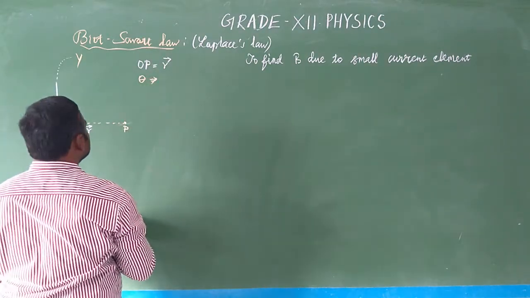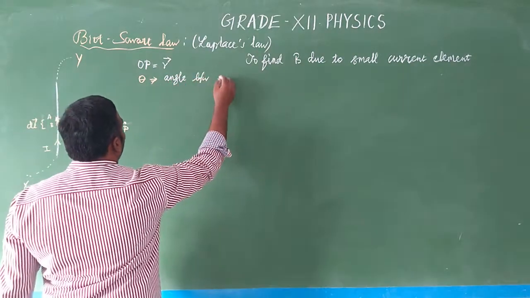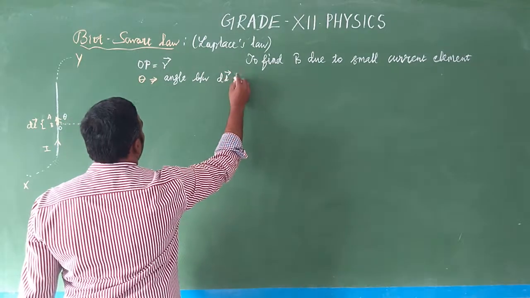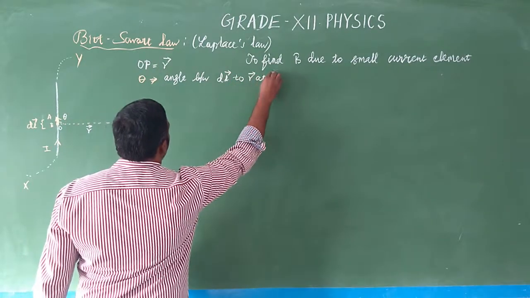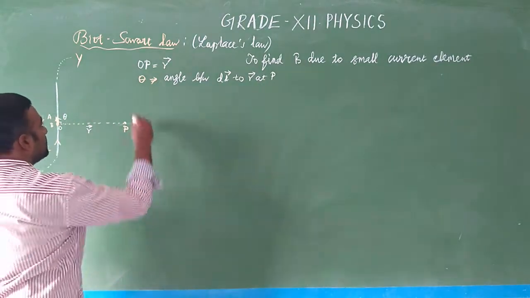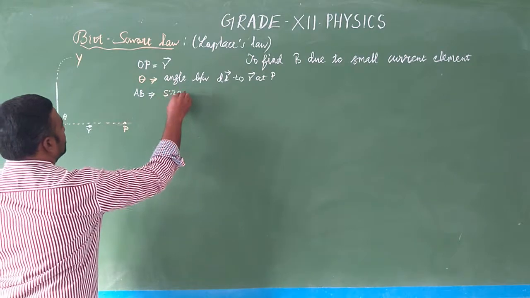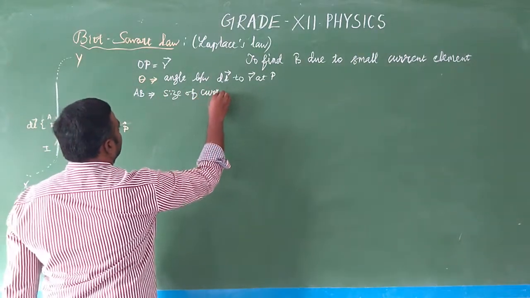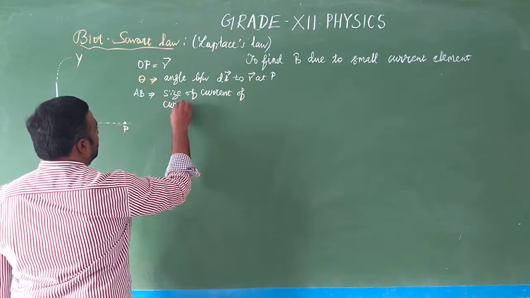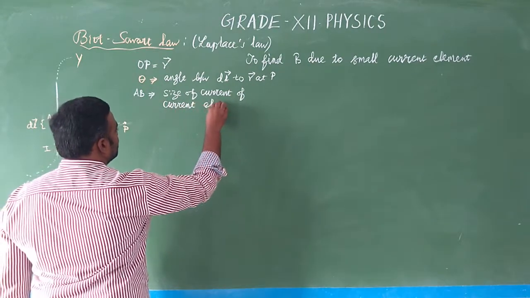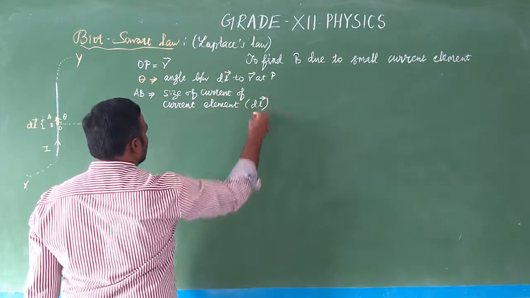Theta is the angle between dl and r at P. Then AB, what is AB? AB is nothing but the size of the current element, having length dl.